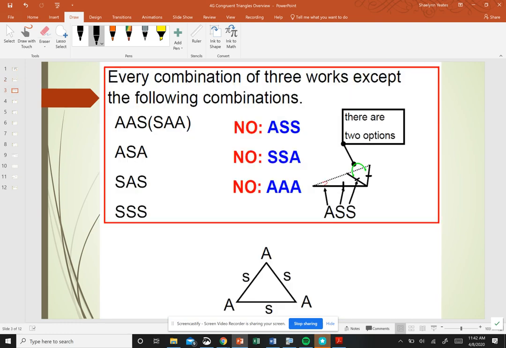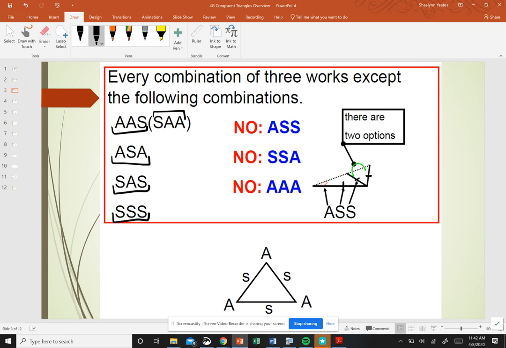As you can see, we've got quite a few examples. Now, remember, these are the ways that we can say it. We have either angle, angle, side, or you could do side, angle, angle. Both of those are correct. Angle, side, angle, or side, side, side. Okay?